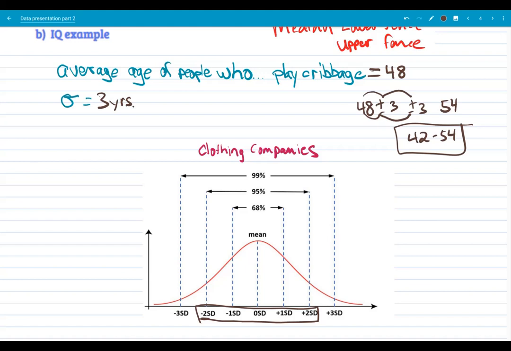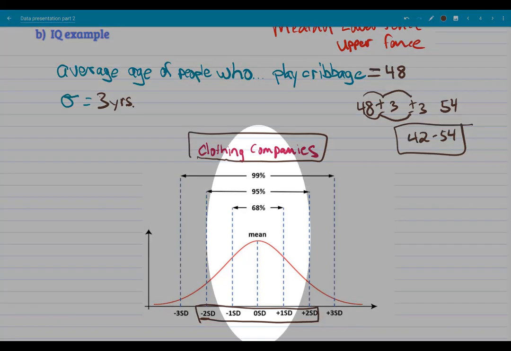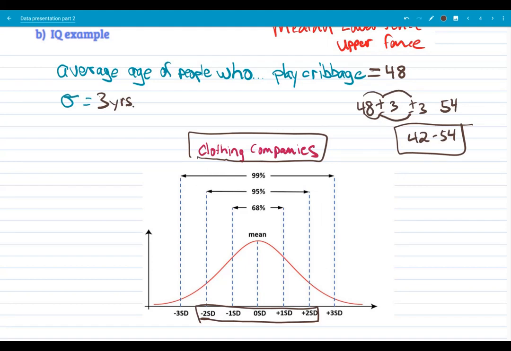Now, how does this work in the real world? I'm looking at clothing companies, shoe companies, whatever, people that make stuff. They're looking at data all the time. Some companies only make their clothes for one standard deviation. They take the average man or the average woman, and they'll say, well, we're going to make shirts, and the shirts are going to fit these people. Or they might even only say, we're going to fit these people.